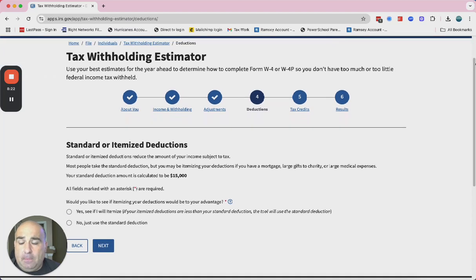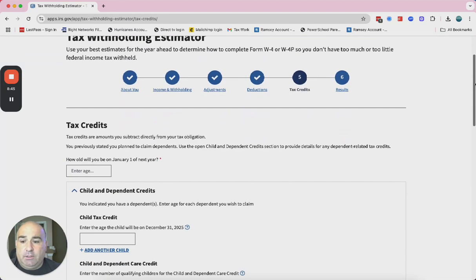So here's where you've got to choose whether you have a standard or itemized deduction. You can look at last year's tax return and see what you had. Most people will have the standard deduction, but if you do itemize, you can go ahead and use that. So here we're going to do just the standard deduction. Tax credits. So this is where it gets a little bit wild.